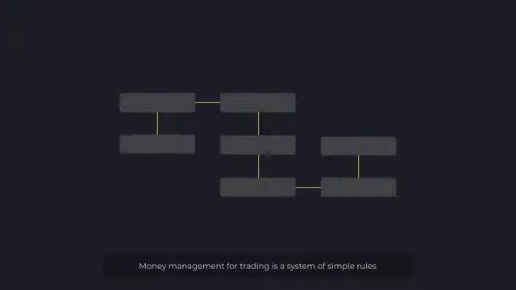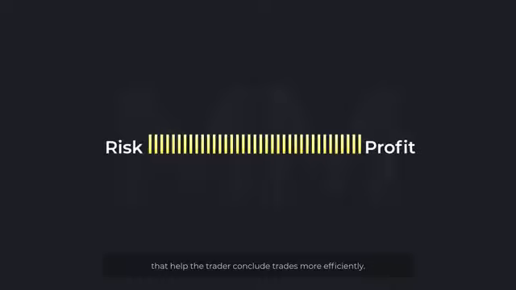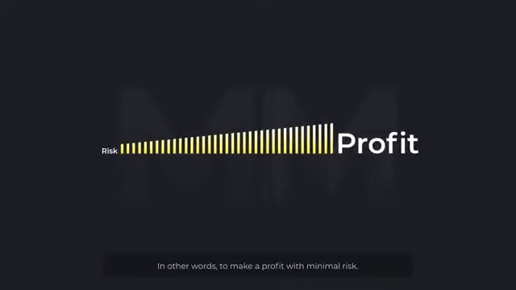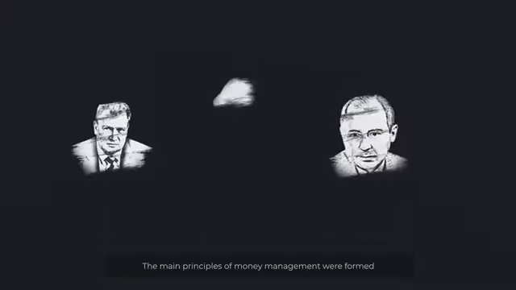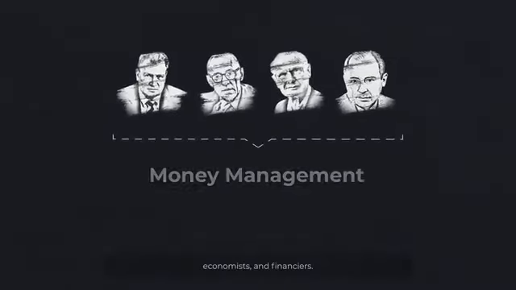Money management for trading is a system of simple rules that help the trader conclude trades more efficiently. In other words, to make a profit with minimal risk. The main principles of money management were formed in the 20th century by famous mathematicians, economists, and financiers.